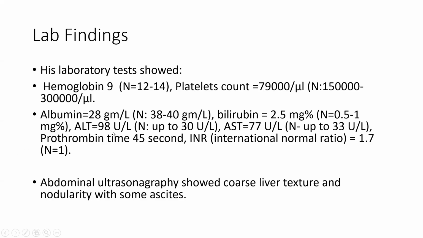ALT is 98, also elevated; up to 30 is normal. AST is 77; up to 33 is normal. Prothrombin time is elongated, 45 seconds. And the INR, international normalized ratio, is 1.7 times the normal, or 1.7.